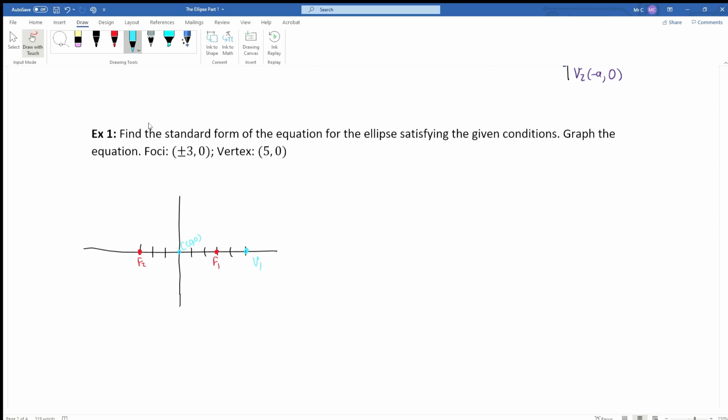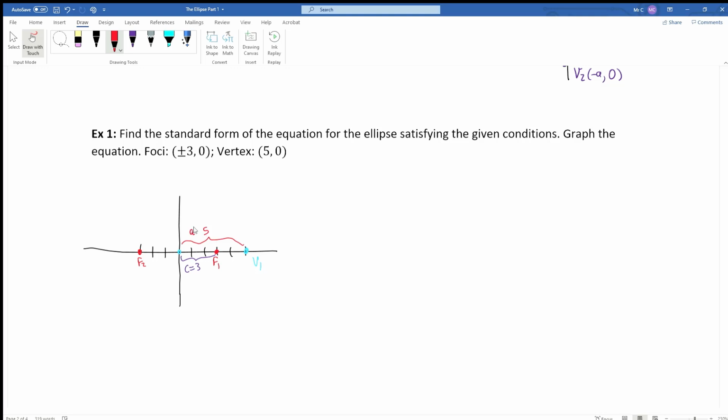And then I just need the appropriate distances from my center. So the distance from the center to one of my foci is going to be c equals 3. And the distance out to my first vertex, let me just go ahead and erase that center there. It'll be a little easier. So my distance out to my first vertex is 5.